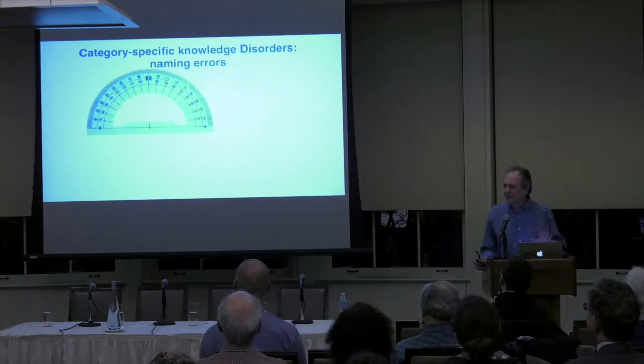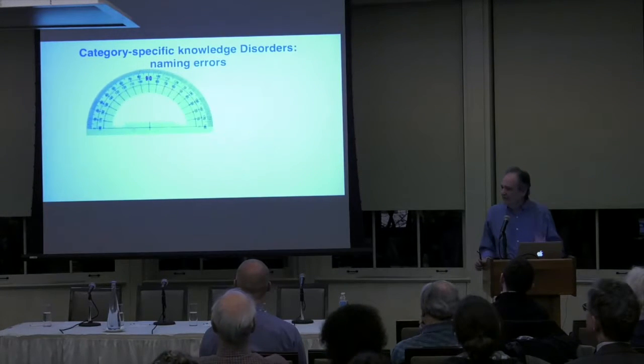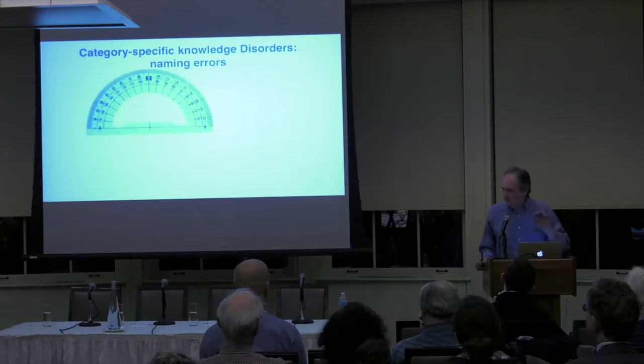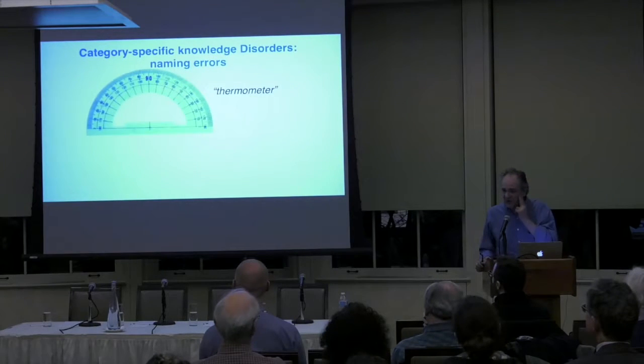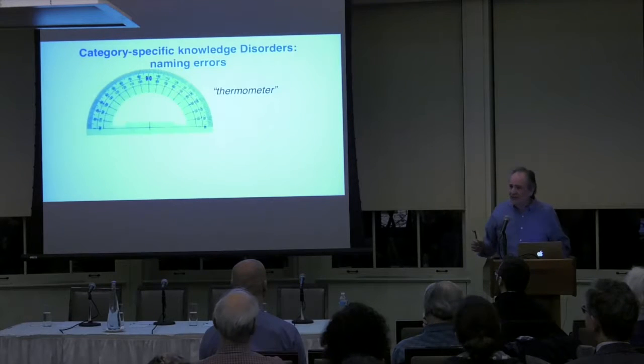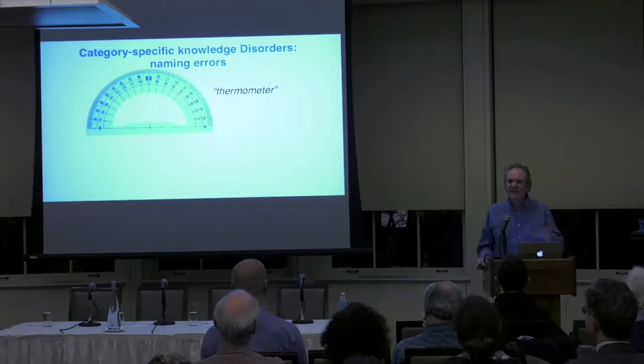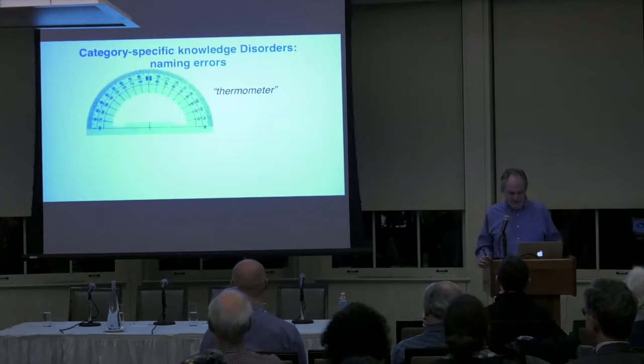So what's with these patients? Well, one of the things is that they have difficulty naming objects within this particular domain of tools. For example, shown a picture like this, one of my patients said, well, it's a thermometer. Does anybody remember what this thing actually is? Even if you didn't remember it was a protractor, I doubt you would have said thermometer. You would have said some other description.